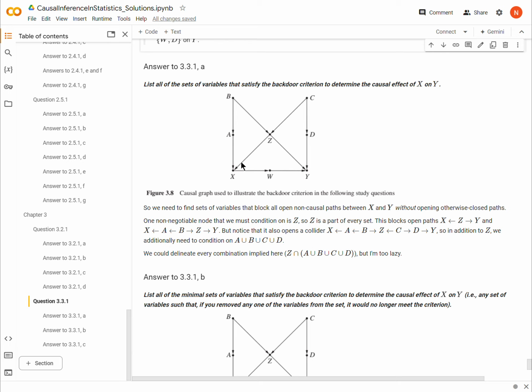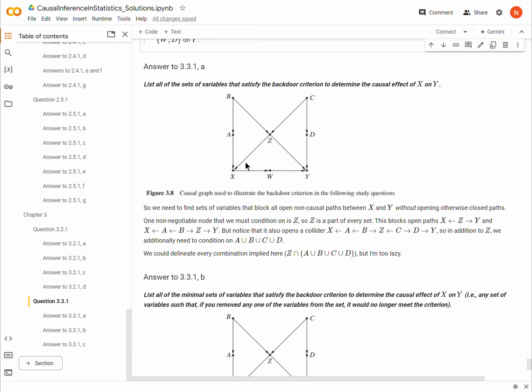Okay. So here's the forward path from X to Y: it just goes X, W, Y. So we certainly don't want to condition on W because that's part of the causal path. But now when we look at the backdoor paths, or the non-causal paths, we have some leading out of X to A and out of X over here to Z.